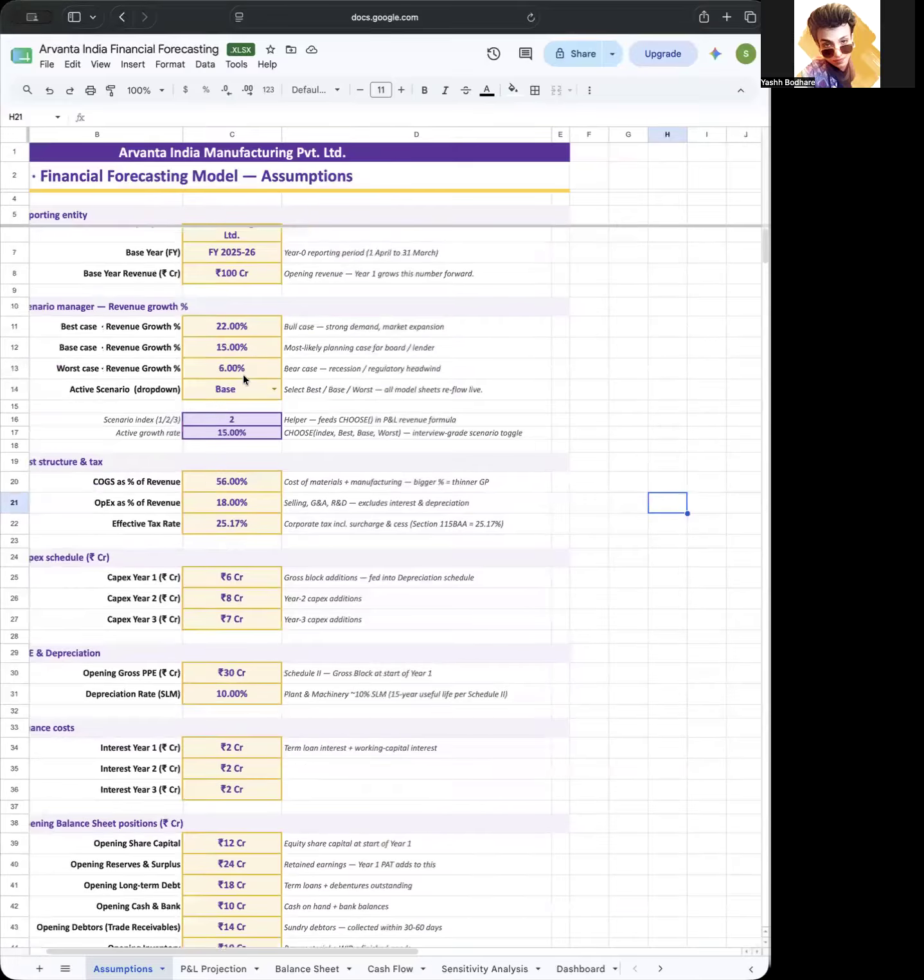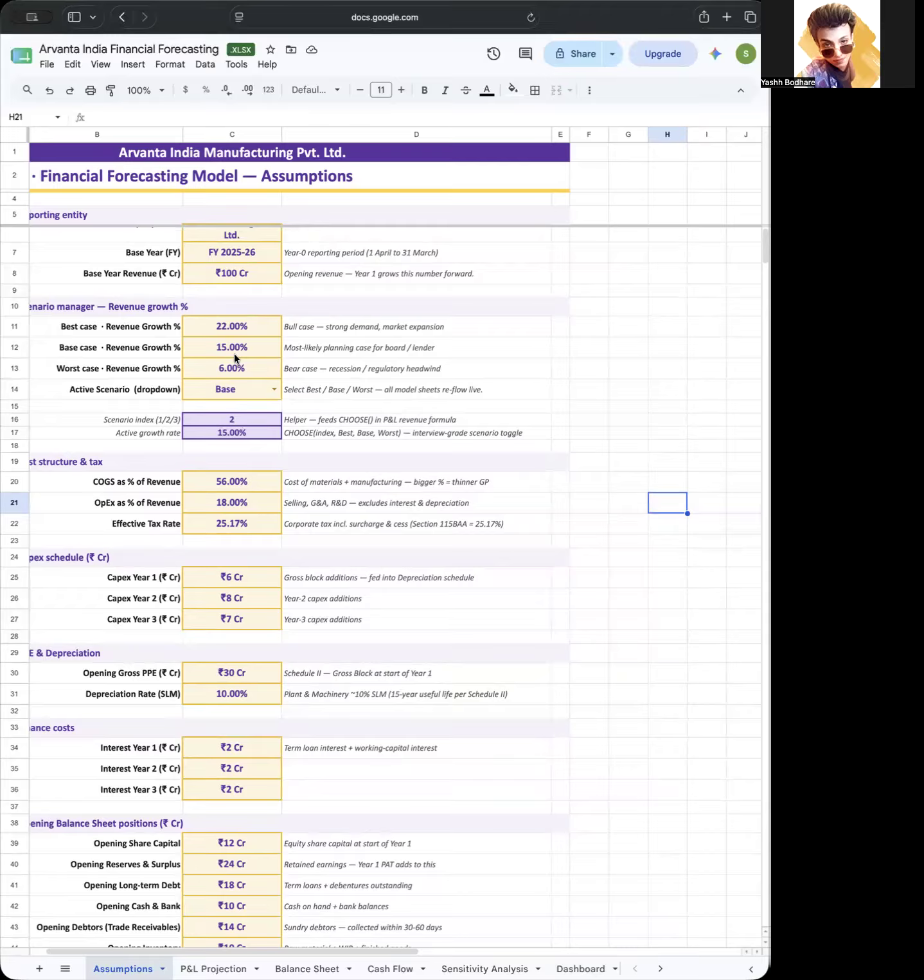Moving on to the base case revenue growth, that is 15%. Now, this assumption of base case revenue growth is 15%. This is the most likely planning scenario and represents management's central forecast.